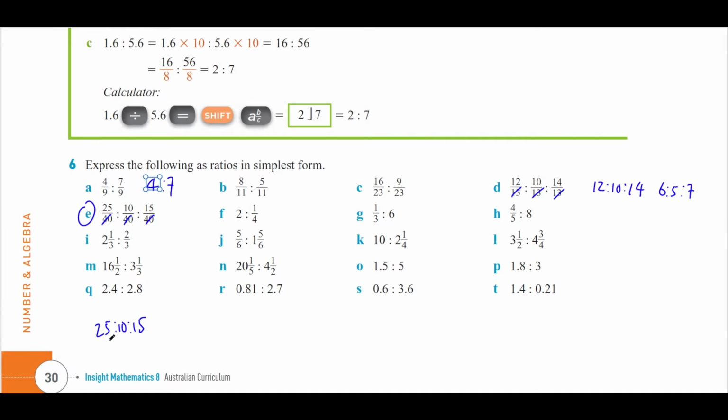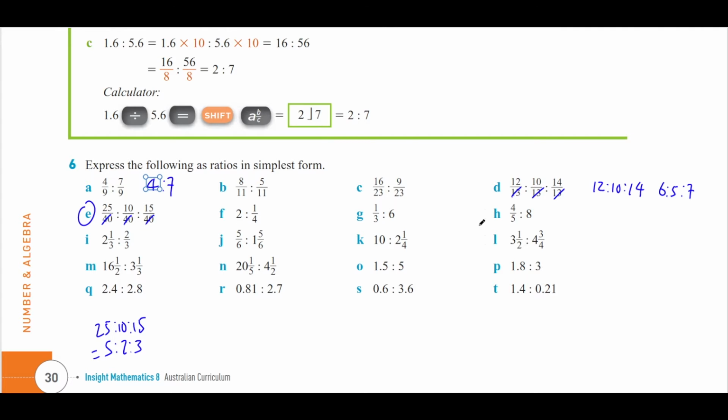So then what you have to do is find a common denominator. In this case, they're all divisible by 5. So then just divide all the numbers by 5. So that's equal to 25 divided by 5 is 5. 10 divided by 5 is 2. 15 divided by 5 is 3. Okay, so that's how you simplify this.